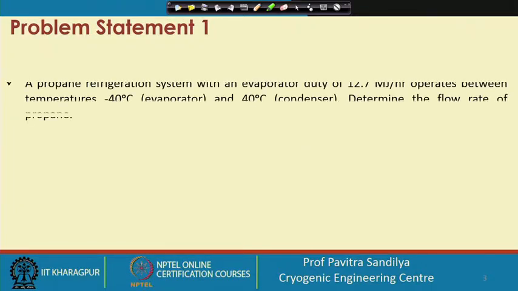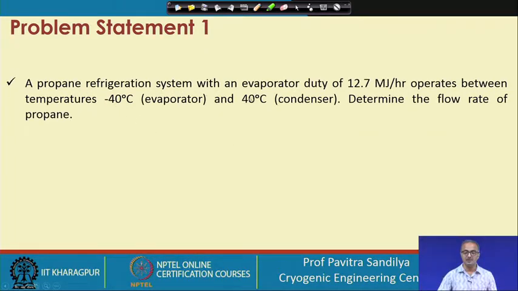So, the first problem is like this: we have a propane refrigeration system with an evaporator duty given as this value, which is operating between two temperatures, that is minus 40 degrees centigrade at the evaporator and 40 degrees centigrade at the condenser, and we have to determine the flow rate of the propane.